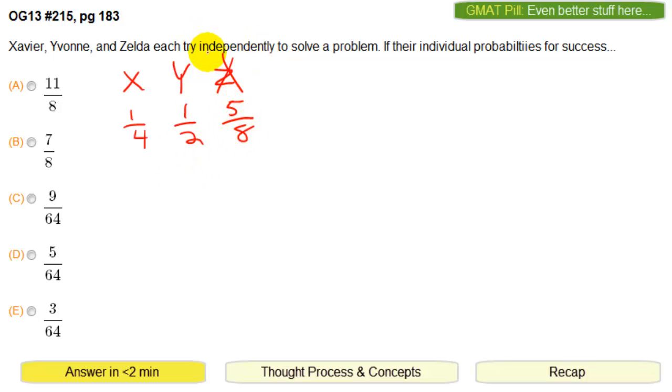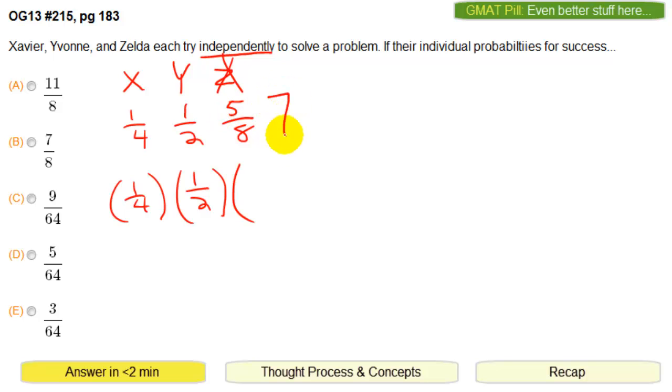Alright, so since these are independent probabilities, you can multiply them. If X gets it right, that's 1/4. So 1/4 times, if Y gets it right, that's 1/2. And then if Z gets it wrong, right, so we don't want Z to get it right. Z's probability of success is 5/8. So if you want Z to fail, that would have to be the opposite of 5/8. That would have to be 3/8, right? So it would have to be 1 minus this, whatever remaining amount to get to 1.